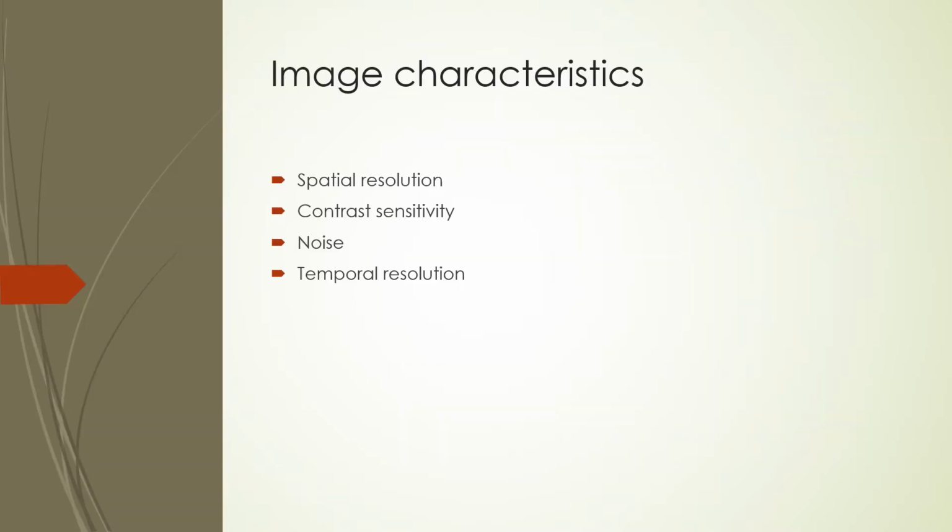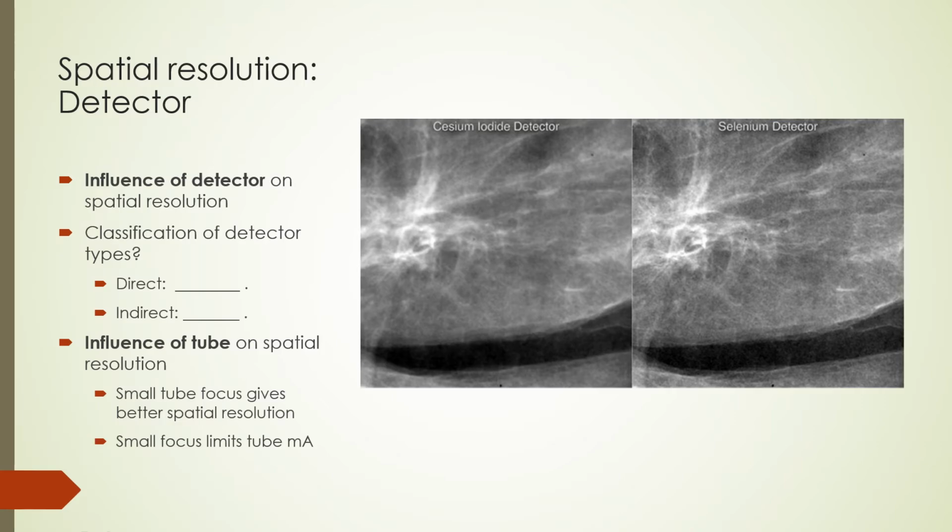Let's look at a few image characteristics listed here based on the types of imaging systems used. We can start with spatial resolution. This slide demonstrates the influence of image detector on spatial resolution of an image. You can see the difference between a cesium iodide-based detector and a selenium-based detector. How would you classify these two detector types? The spatial resolution in these images is from the detector point of view.